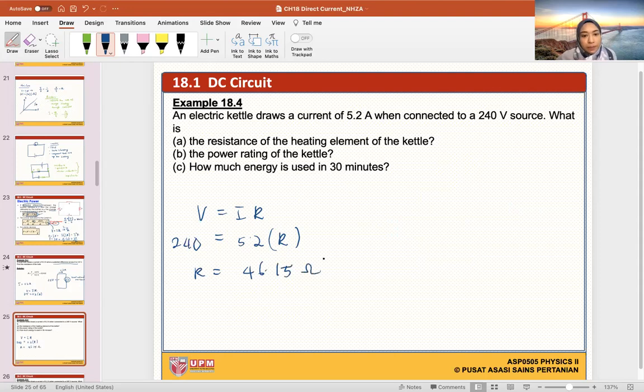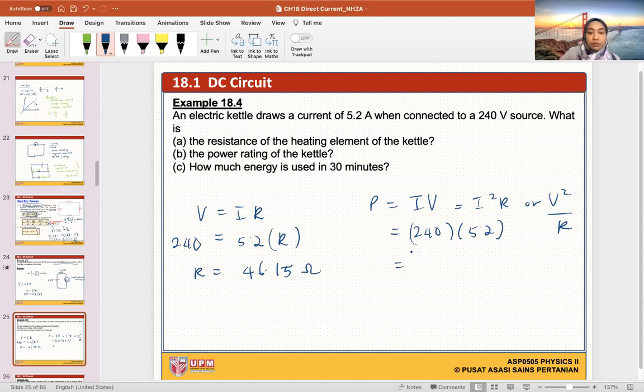Okay, so what is the power rating of the kettle? Power is P equals IV, or I squared R, or V squared over R. We have the I and the V, so let's just use that one. 240 times 5.2. If you've been reading spec sheets, you know the power rating just gives you the watts. So 1248 watts.